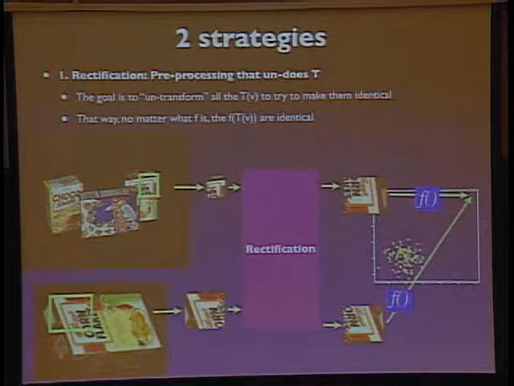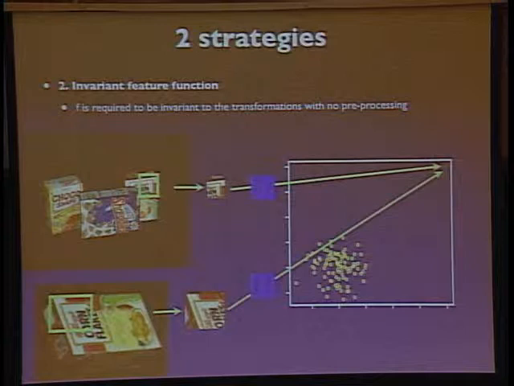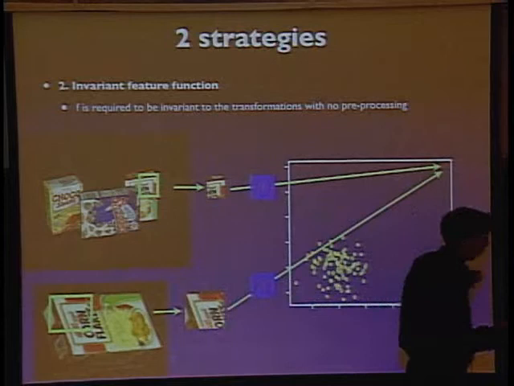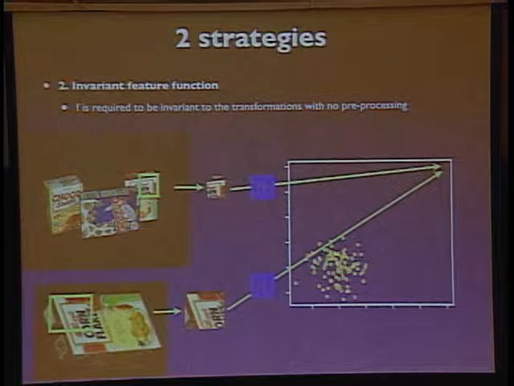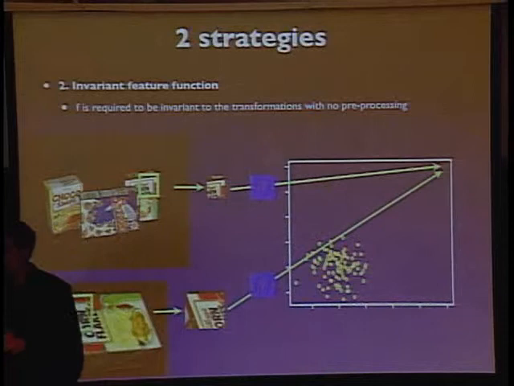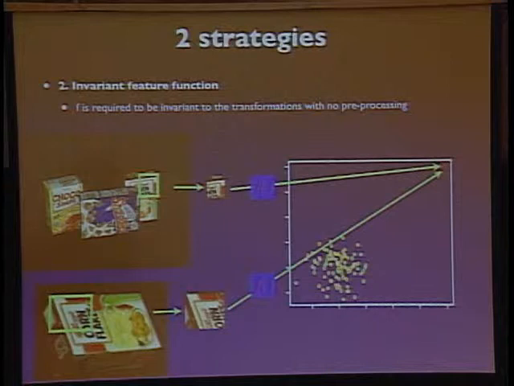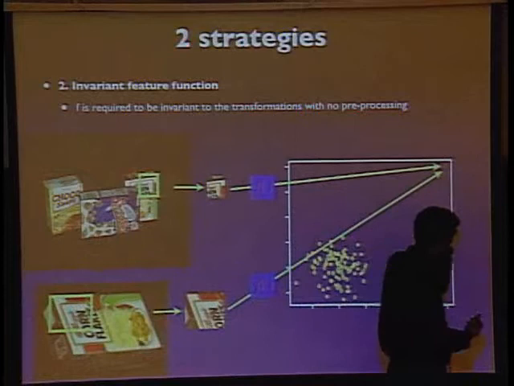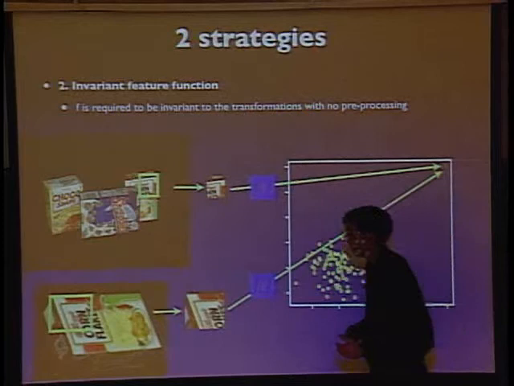So the other strategy is a little bit more straightforward. Here we actually construct this feature function F de novo, or from scratch, such that it is invariant to these transformations without actually having us do this pre-processing step. That's another way to think about rectification. It's basically a pre-processing filter for your image patches to make the feature vector part really easy. And this part actually puts the onus on the feature function to do the right thing by having its output be invariant to your set of transformations.